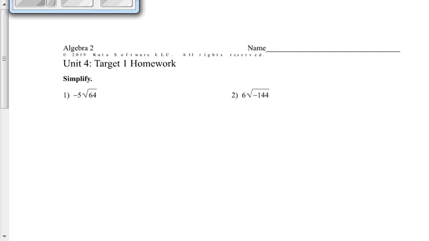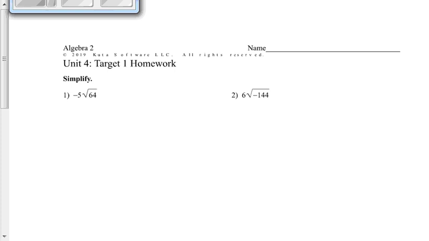Here's your homework over target 1. There are two things that we want to look for whenever we are simplifying radicals. The first thing is anytime we have a perfect square. The second thing is anytime you have a negative under your square root, because that means we have to involve the i that we just learned about today.